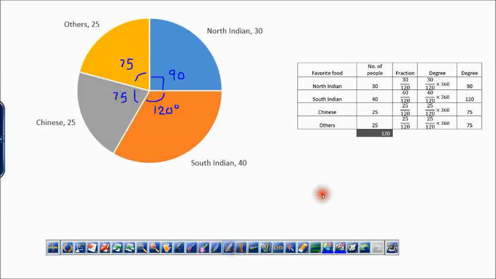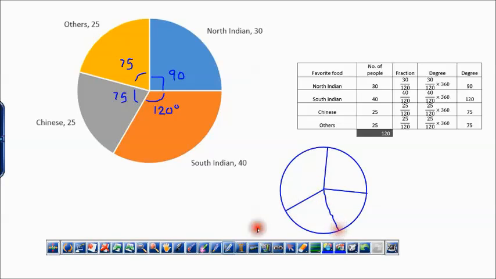तुम्हारा अलग होगा, मैंने जैसे सिखाया वैसे किया होगा तो you will have something like this: 90, 120, 75, 75. Both are correct.